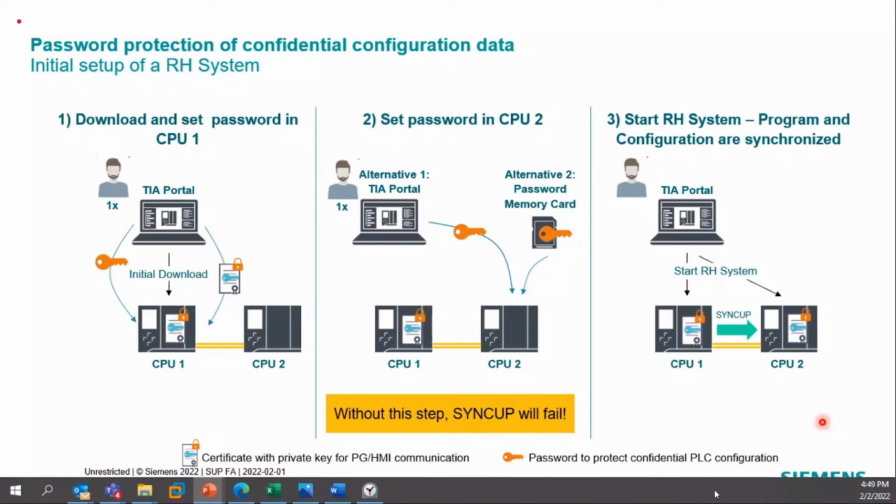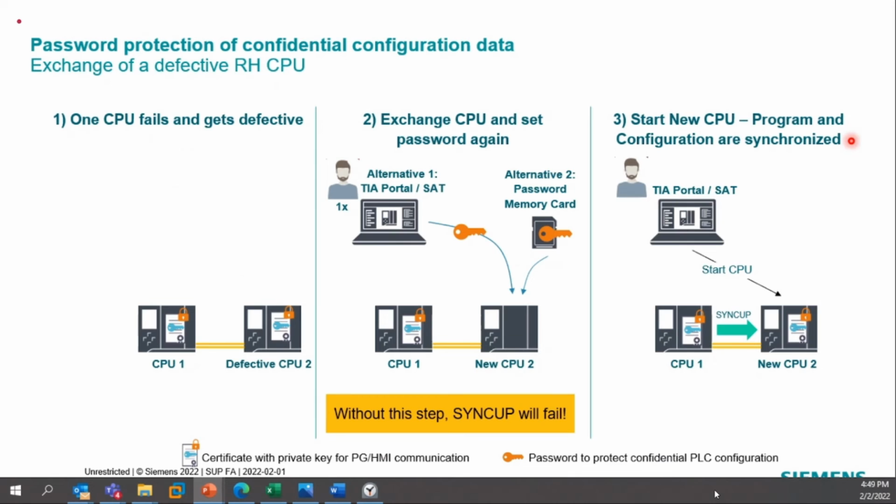The question may appear: what happens if something fails and I'm connecting a new one? This is the exchange and deactivating of the R/H CPU. Once a CPU fails and gets deactivated, you exchange the CPU and set the password again. Say the CPU has failed and now I want to exchange it. I can download to the failed side, and the similar thing will happen. It will not be in sync-up mode, and once it is downloaded, my system will come back to run mode.